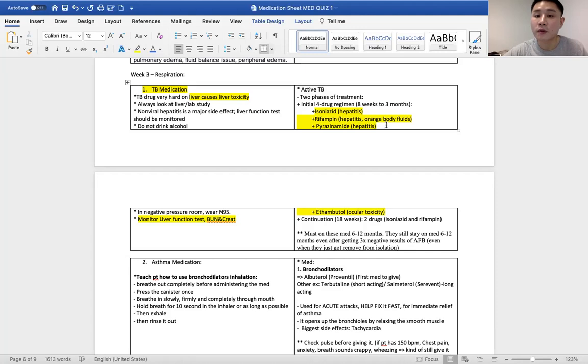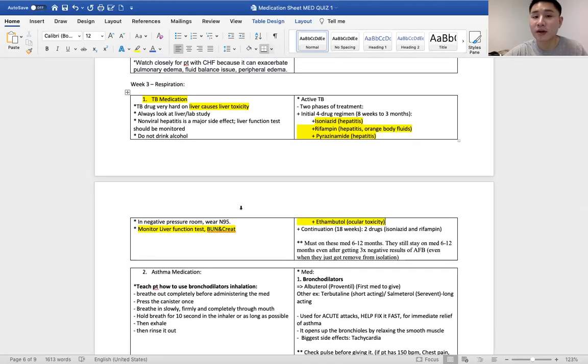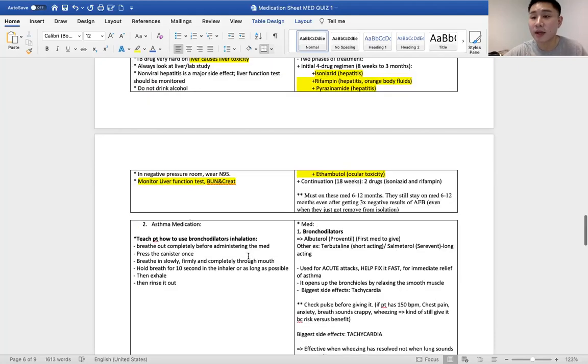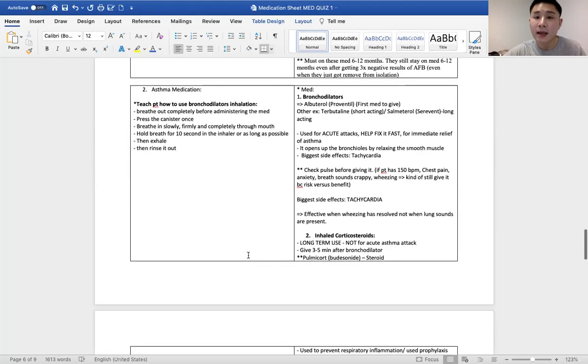And yeah, so Professor Lanasa will go over with you guys the respiration medication tomorrow. The most important thing that I think she's gonna ask is about the liver toxicity, how the TB medication is really bad for the liver, and asthma medication. She will go over asthma medication with you guys as well. But earlier I mentioned albuterol. Albuterol is the first medication to give for someone who has an acute attack of asthma. So when they have asthma right there and then, we give them albuterol, which is the inhaler, so that it can help the acute attack and fix it fast.